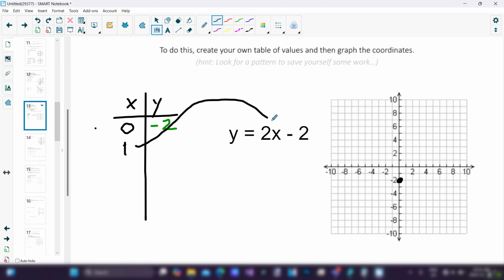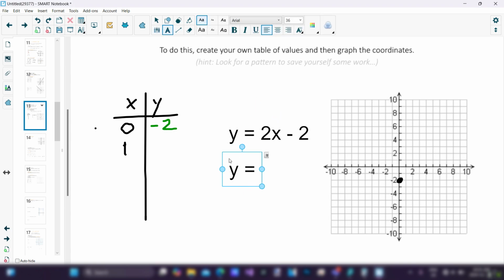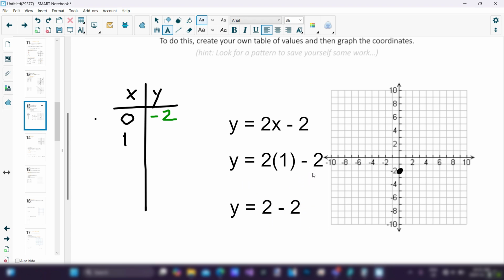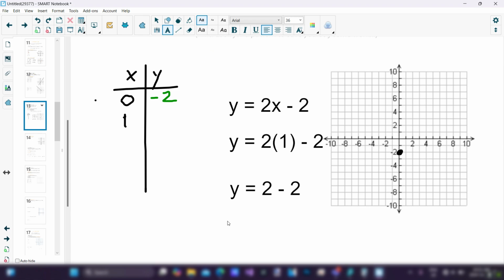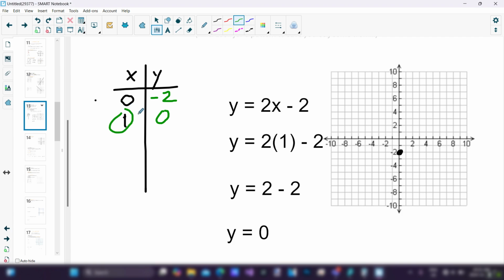So this time if I plug 1 into my equation, what happens? Well, y is equal to 2, not x. I'm plugging in 1 for x. Just like that. Doing some basic BEDMAS math. 2 times 1 is 2, so I'm left with 2 with the minus 2 at the end. So therefore y is equal to 2 minus 2, and I know 2 minus 2 is just 0. So I have found the corresponding y coordinate when x is equal to 1.